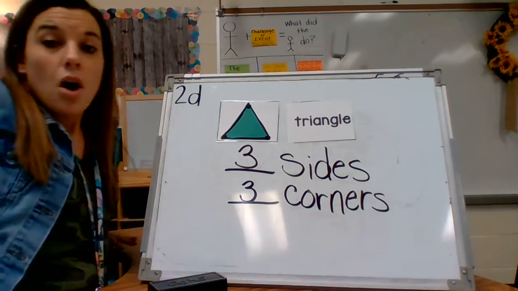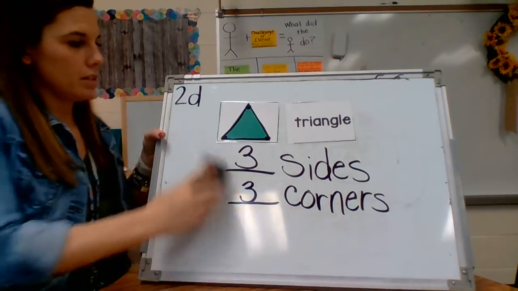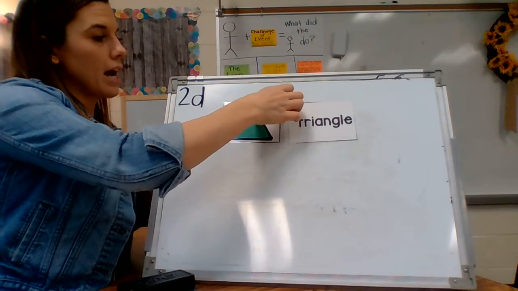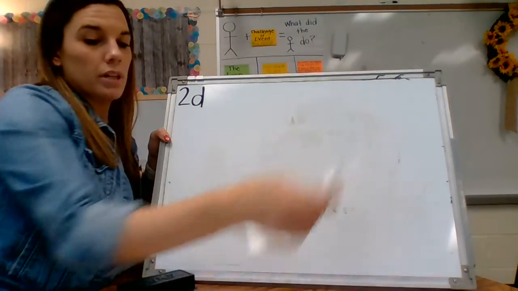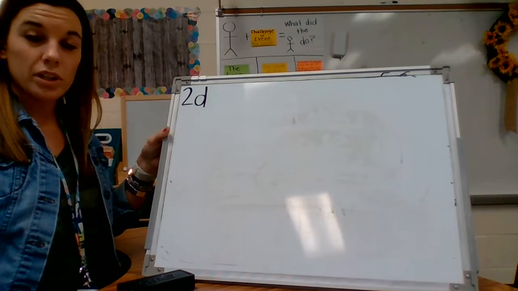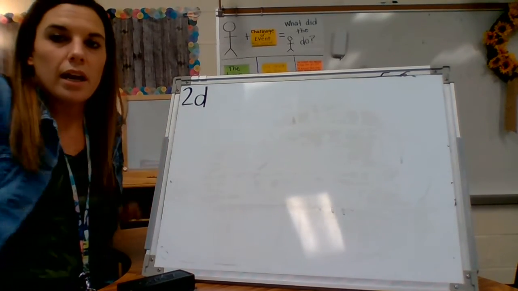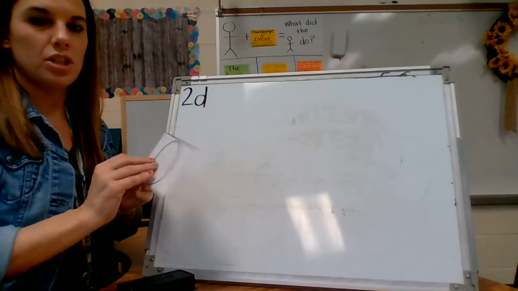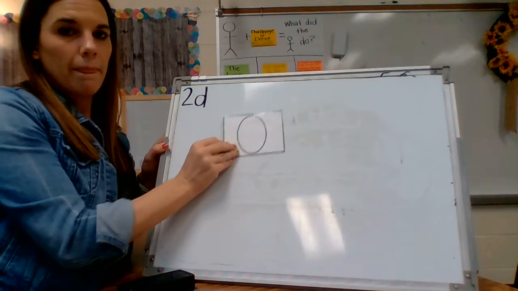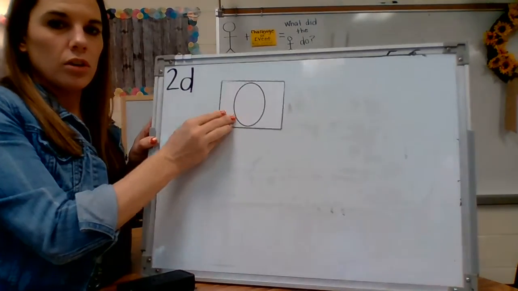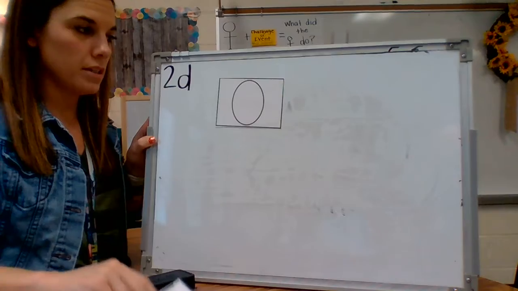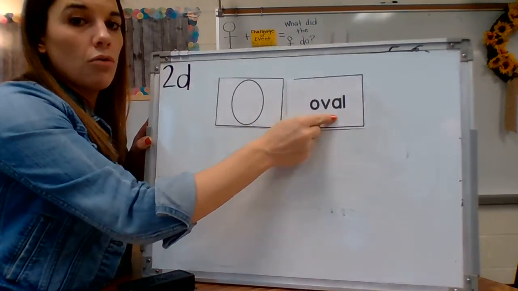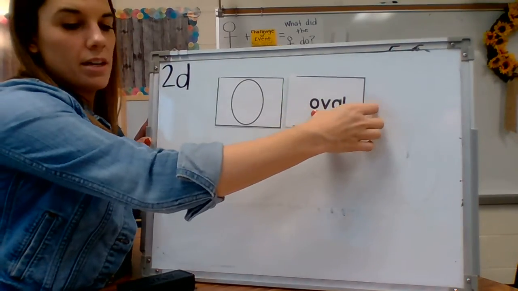Now, I'm going to erase this real quick because we're just gonna quickly go over some common 2D shapes. We're not gonna count all of the sides and the corners. I just wanted to show you guys how to count the sides and corners. So let's go over this. Do you know what this shape is? An oval. So let's see if this word matches. Let's read it together. Ready? Oval. Oval. Does that match? It does. This is an oval.